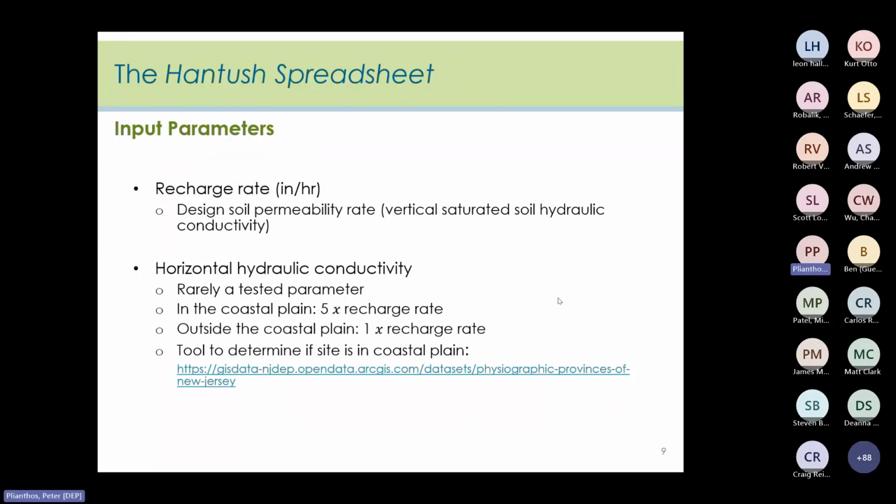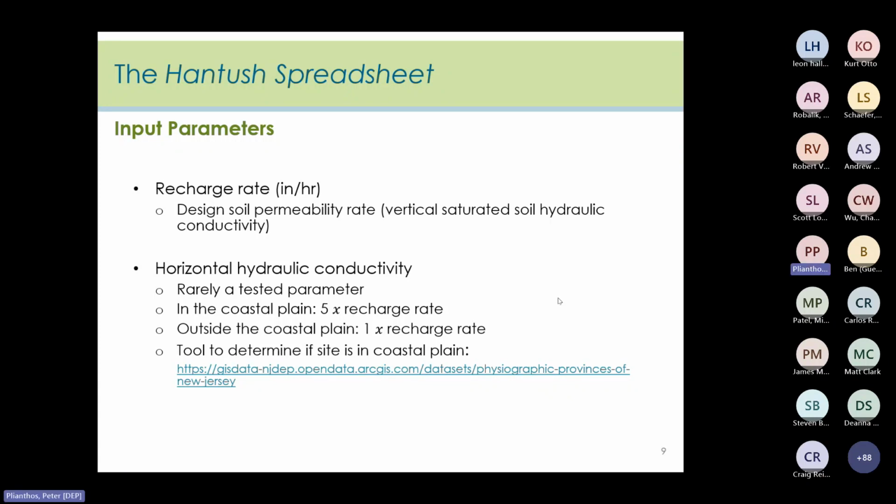Therefore, you will need to use presumptive values based on the site's location. If the site is located in the coastal plain, then the horizontal saturated soil hydraulic conductivity is presumed to be 5 times the recharge rate, i.e. the vertical saturated soil hydraulic conductivity. If the site is located outside the coastal plain, the horizontal saturated soil hydraulic conductivity is presumed to be the same as the recharge rate. Again, that is the vertical saturated soil hydraulic conductivity.